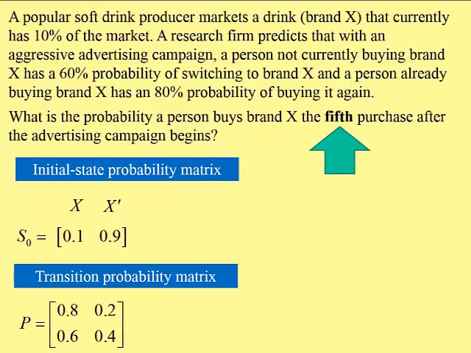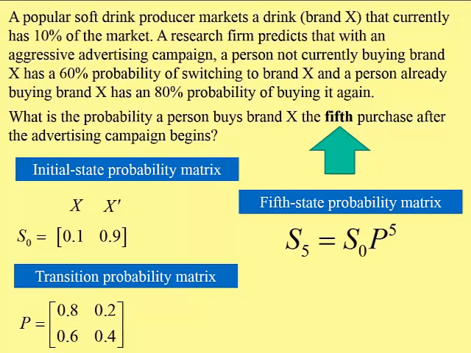What if we want the probability someone buys brand X on the 5th purchase? Now that would be the 5th state matrix. We get the 5th state matrix by S0 P to the 5. On the calculator we get 75%. That's a lot quicker than multiplying all those branches out on a tree diagram. And do you see also that we could actually do the 20th state, the 50th state, and so on, just as easily as the first, second, or third state.